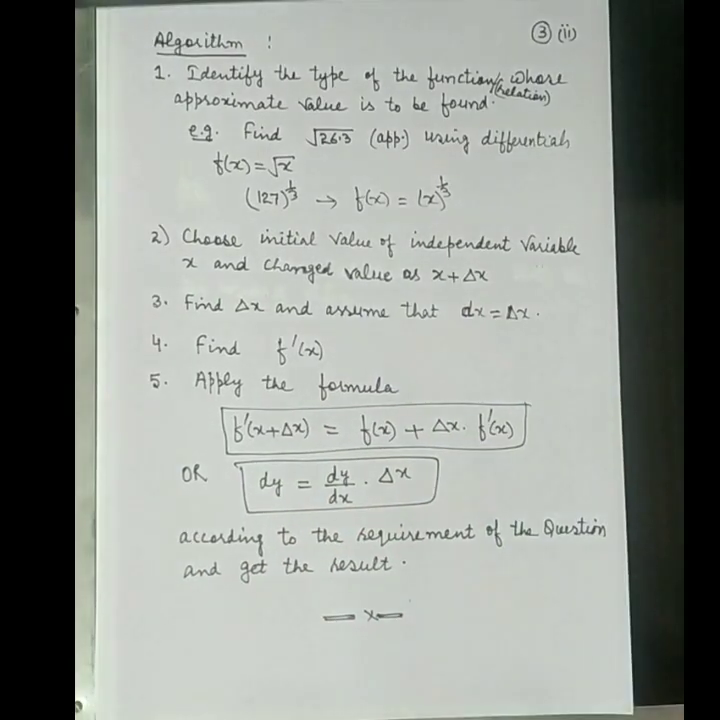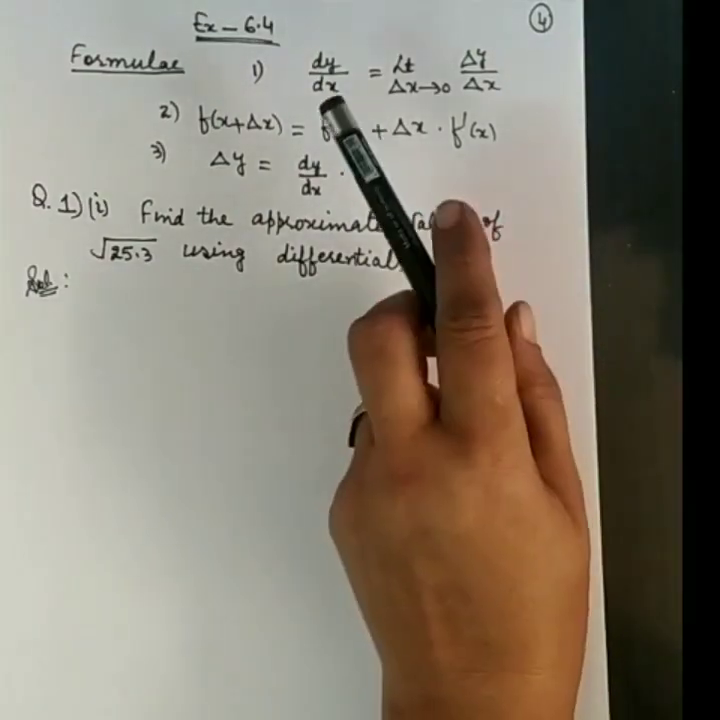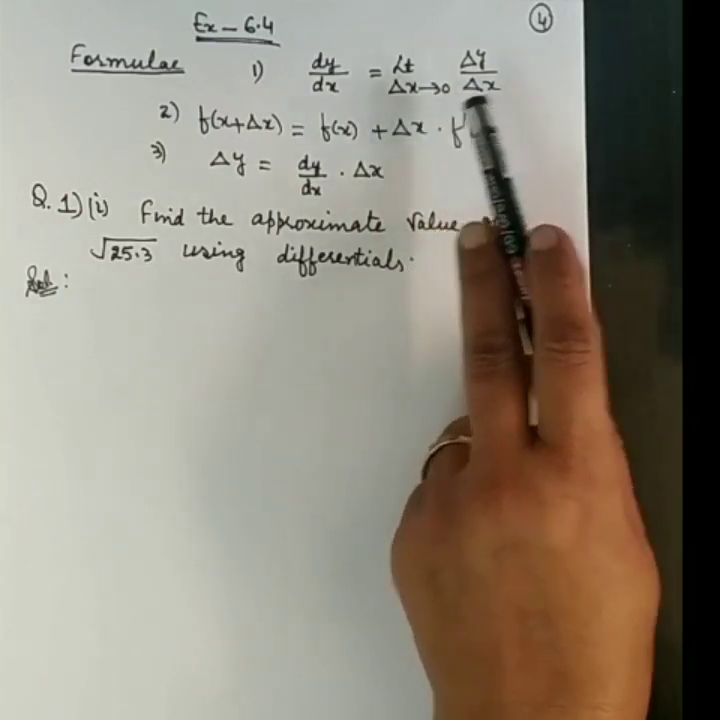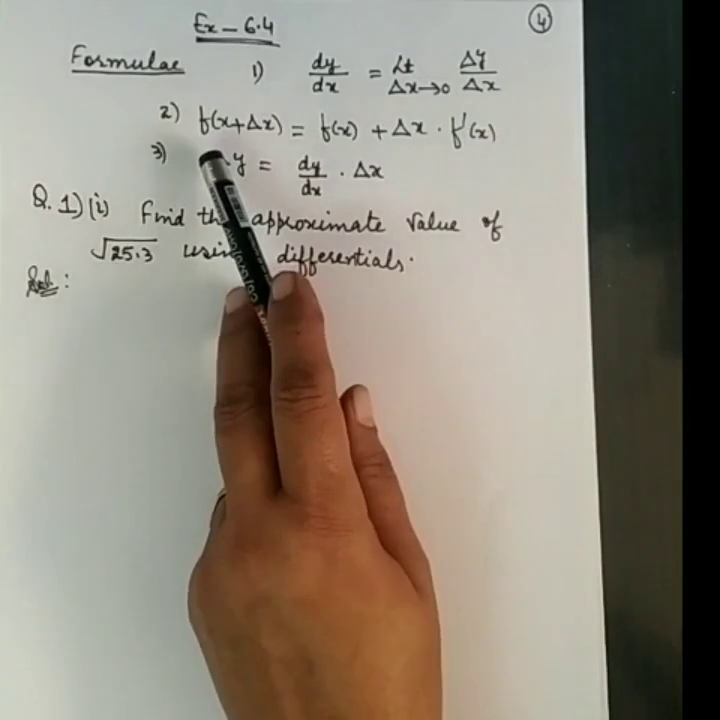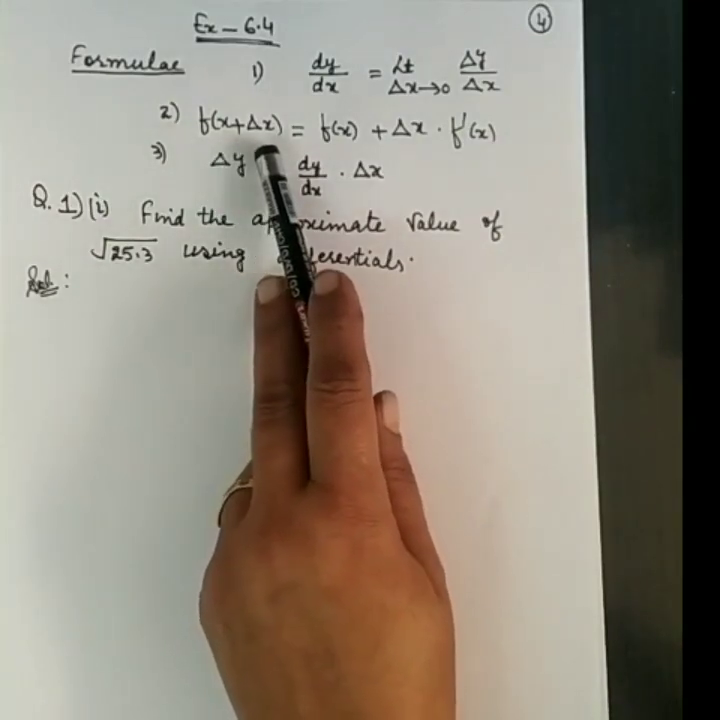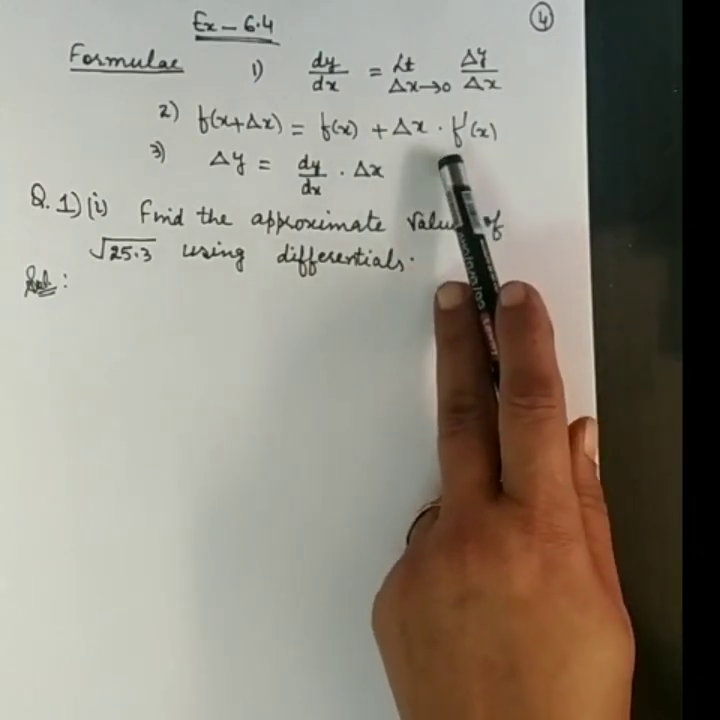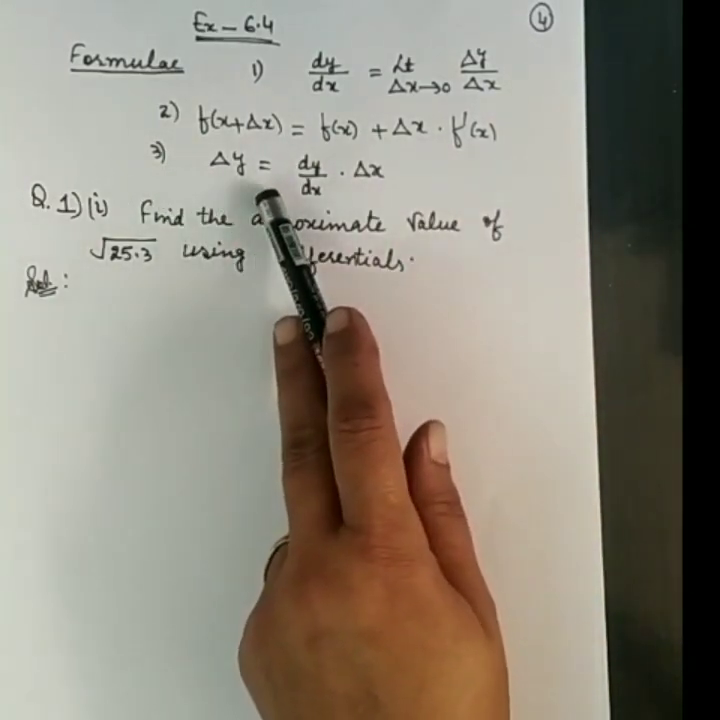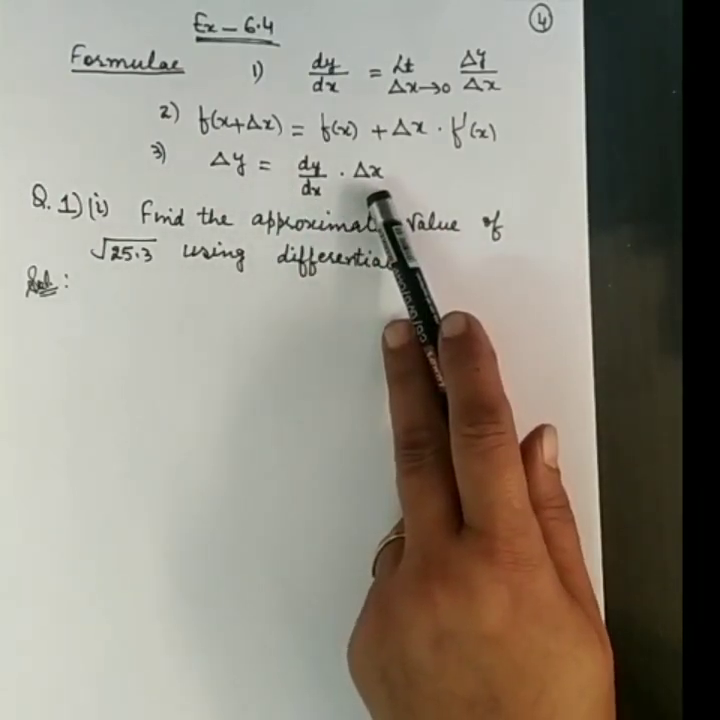Now let us move to exercise 6.4. Now let us summarize the formulae. First is dy by dx is the limit as delta x tends to 0 of delta y upon delta x. Secondly, f of x plus delta x is equal to f of x plus delta x into f dash x. Third, delta y is equal to dy by dx into delta x.